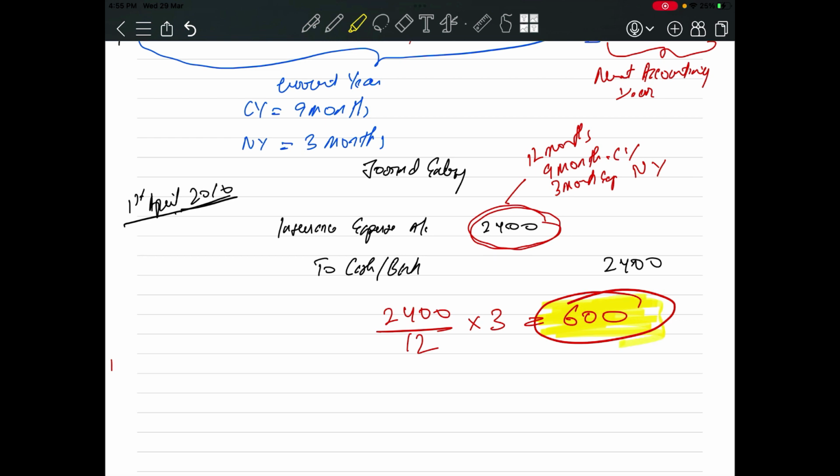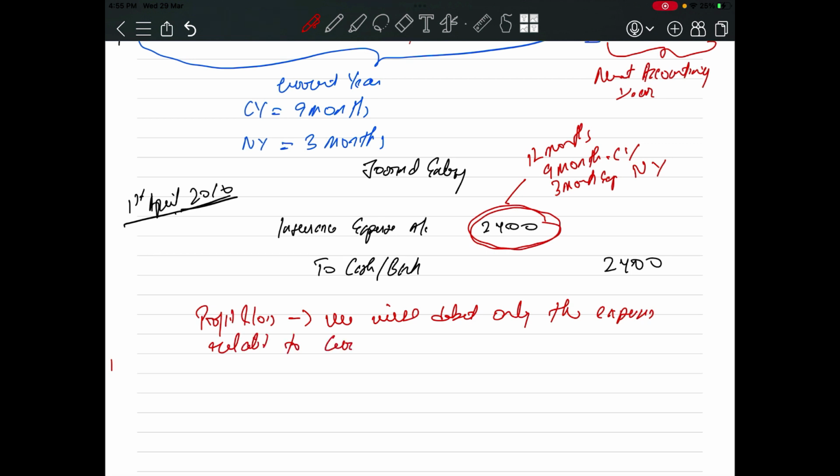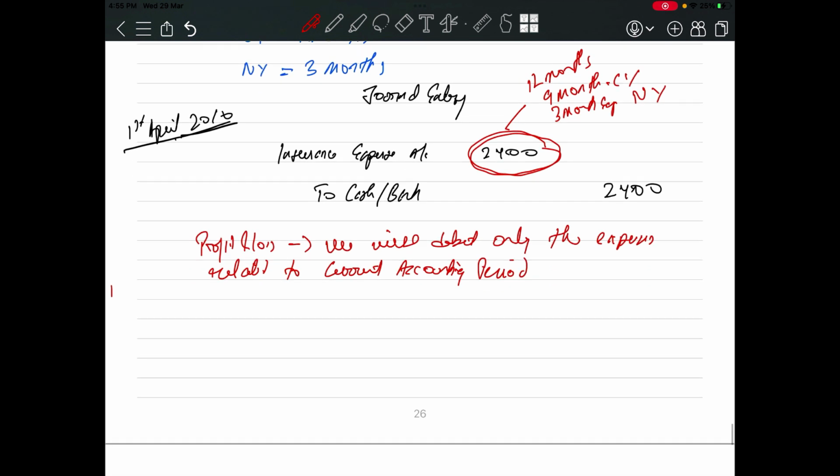next accounting period, right? In the previous example, outstanding expenses, I've told you that when we prepare profit and loss account, we will debit only the expenses related to current accounting period. Okay, now if we are to take out the current accounting period, what will be the amount?